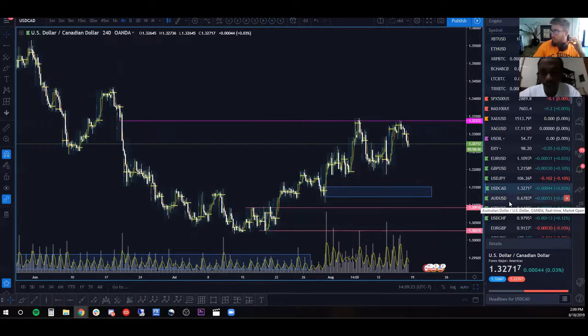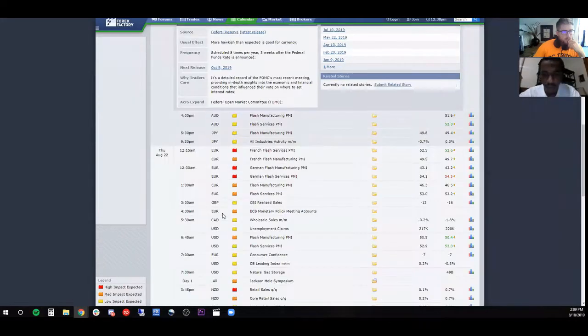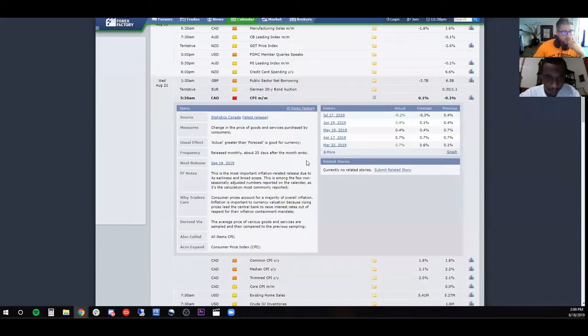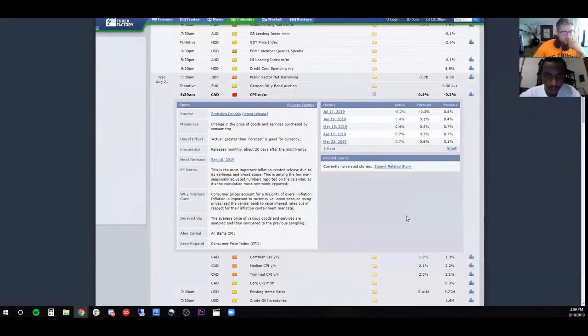And again, we have very volatile news that's going to come this week. For the Canadian dollar, it's going to be the CPI, and for the US, of course, it's the FOMC, and things like CPI is also on Wednesday. Wednesday's gonna be nuts. CPI is going to be on Wednesday.